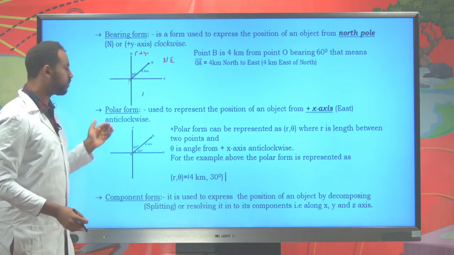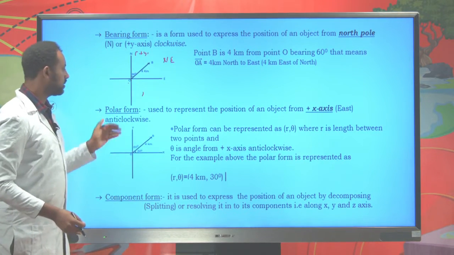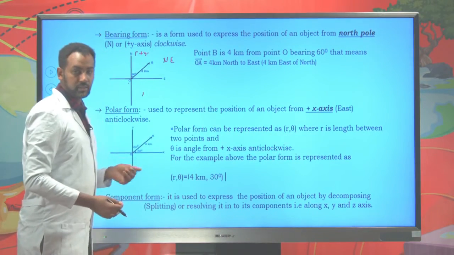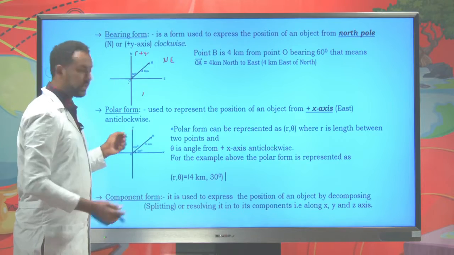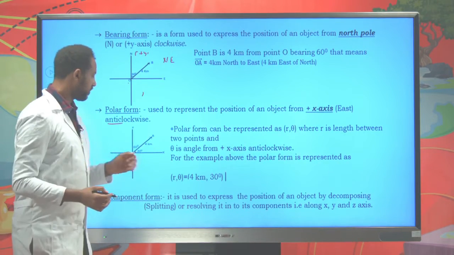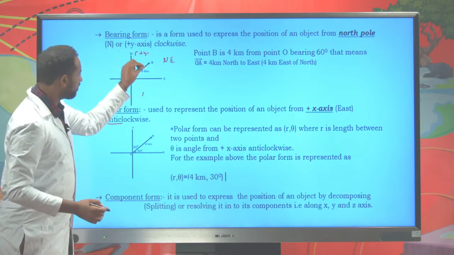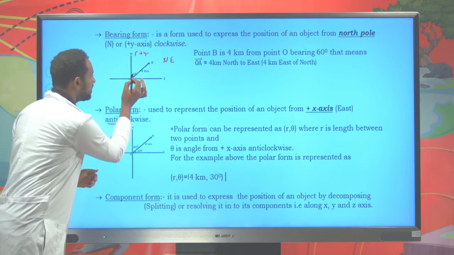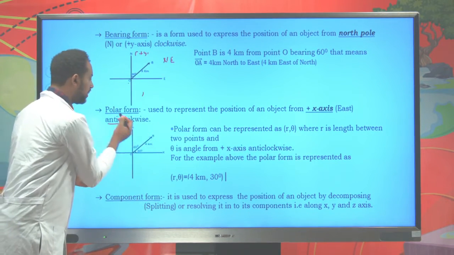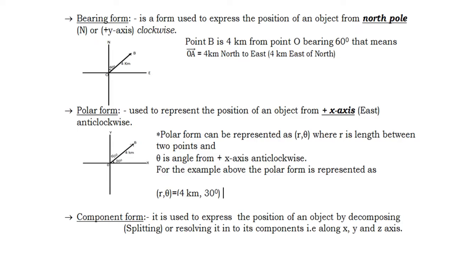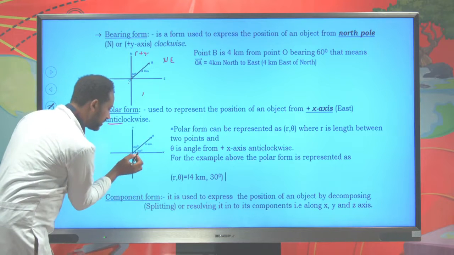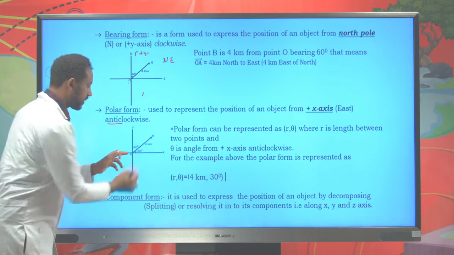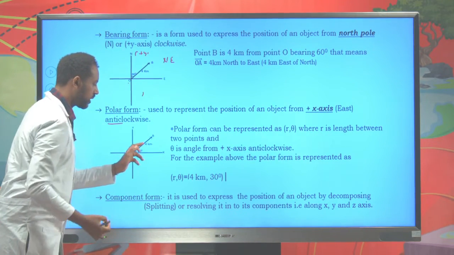The other technique is polar form. Polar form is used to represent the position of an object from the positive x-axis, or we call it east, and it should be anti-clockwise. Therefore, the same point B can be represented using polar form. It is 60 degrees from north, but we are counting in polar form from the east direction, the positive x-axis. Therefore, this should be the complementary angle, 30 degrees. The same distance, 4 kilometers.